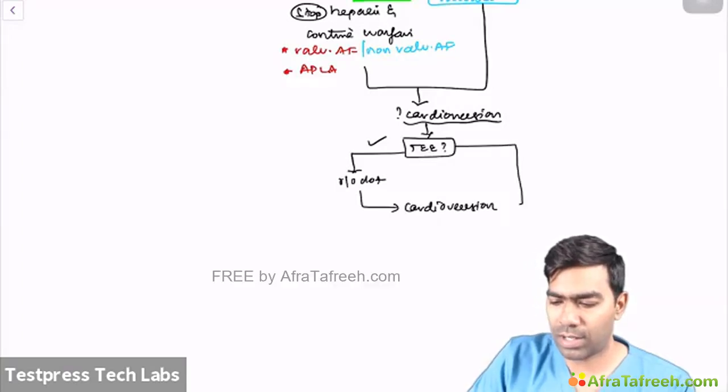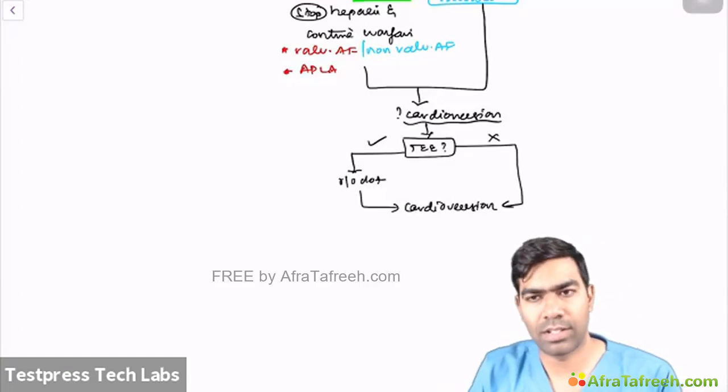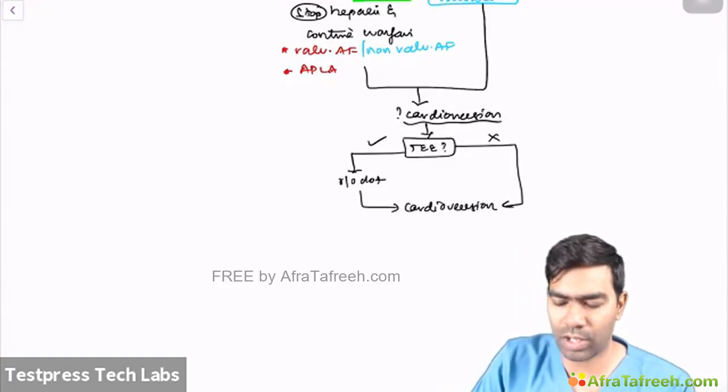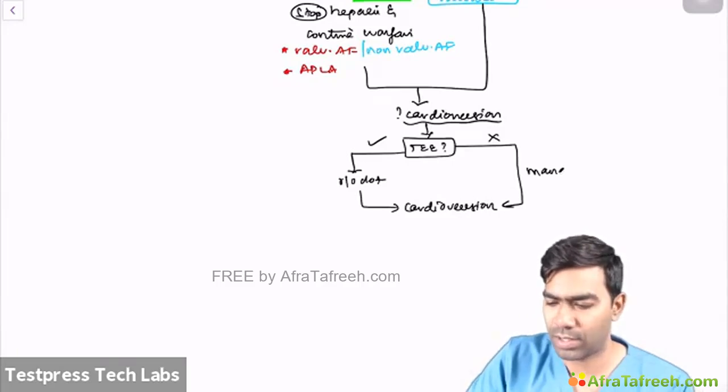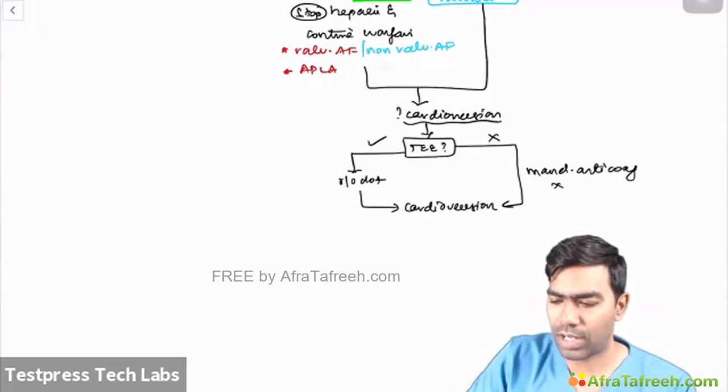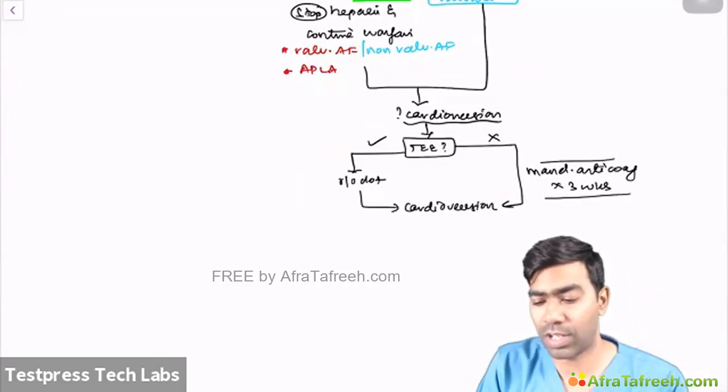My center does not have a TEE. So in that setting, I cannot do cardioversion. I have to mandatorily give anticoagulation. Again, I have a mandatory phase of anticoagulation for at least a period of 3 weeks. Only then I can go for cardioversion if TEE is not available.